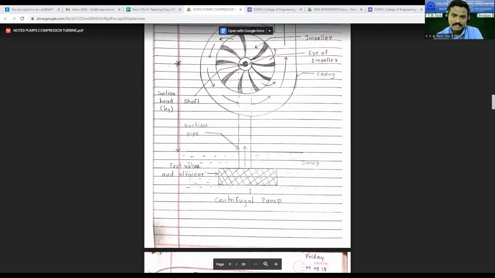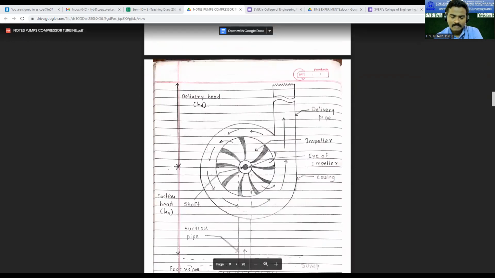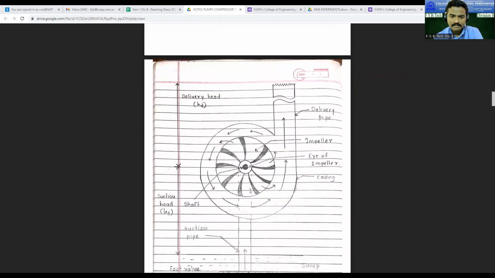Question number 2. Explain the working of centrifugal pump.